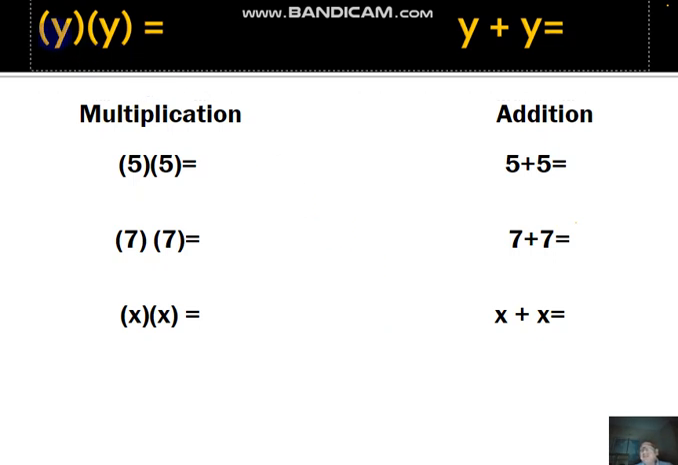We need to know the difference between y times y and y plus y. Please try to take notes. This means multiplication and this is addition. Let us take numerical values. 5 times 5 equals 25, but I can write it as 5 squared. 7 times 7 is 49. I am able to write 49 as 7 squared.